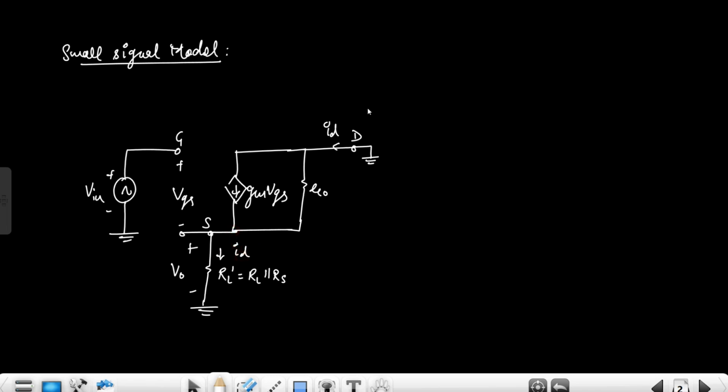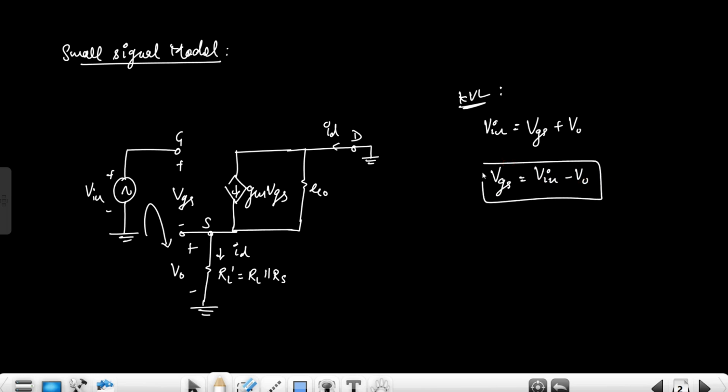Now for the small signal voltage gain, we simply apply a KCL at the source terminal, right? V naught upon RL dash, then this current is incoming, so minus GM VGS, plus V naught upon R naught. So we have to replace this VGS. VGS in terms of VIN and this V naught, we apply a KVL in this path. From this KVL we can see that VIN is equal to VGS plus V naught. So VGS is equal to VIN minus V naught, right? So this is the relation.